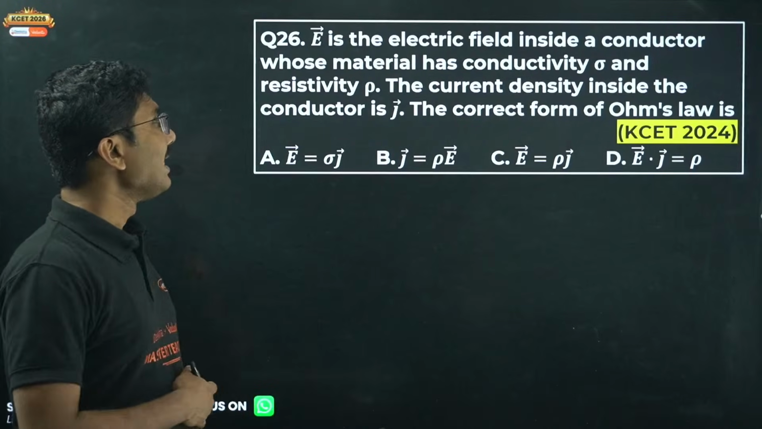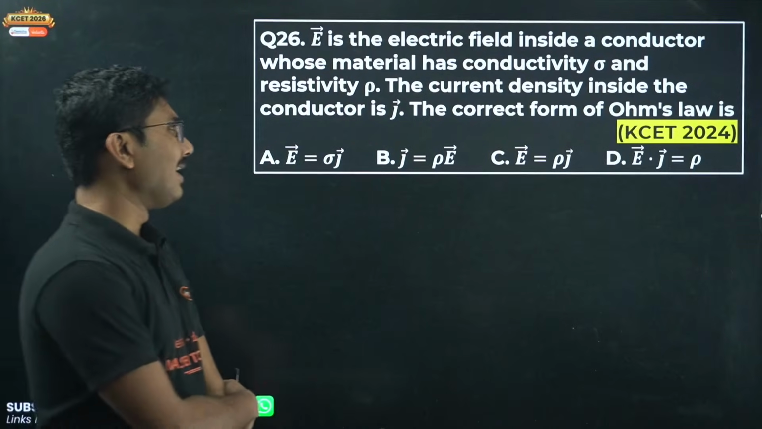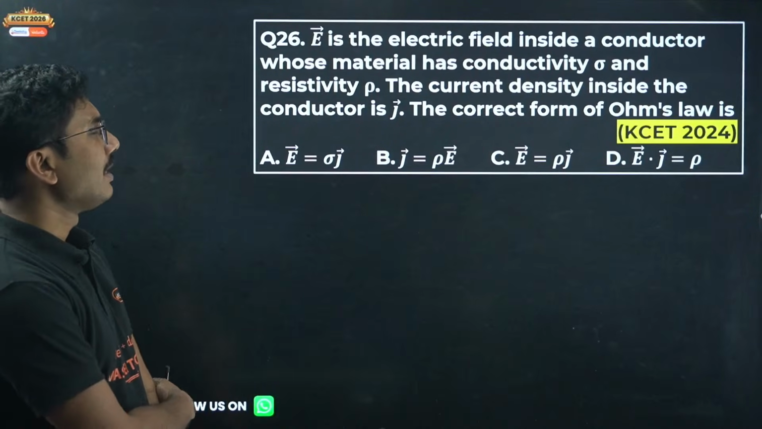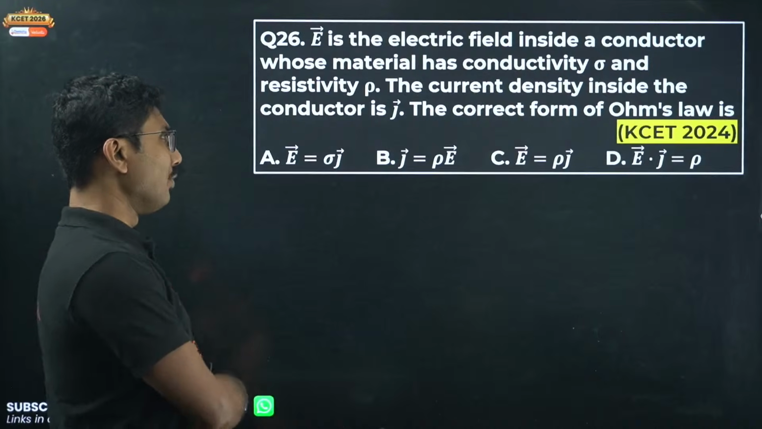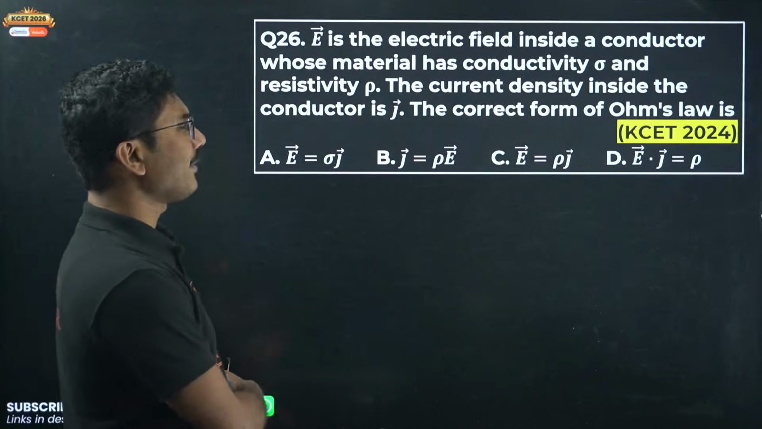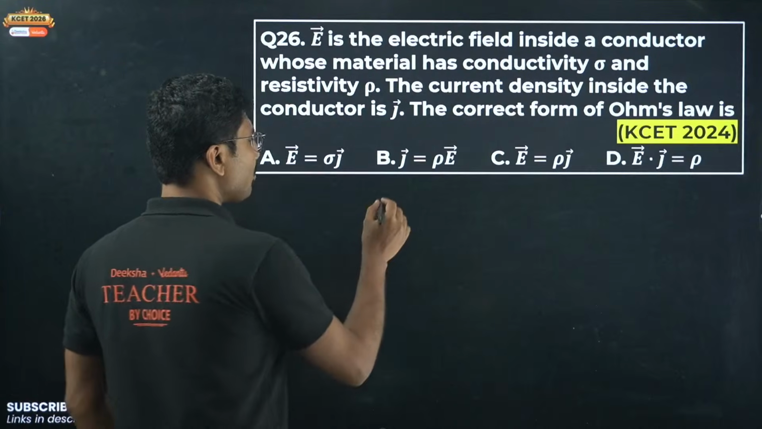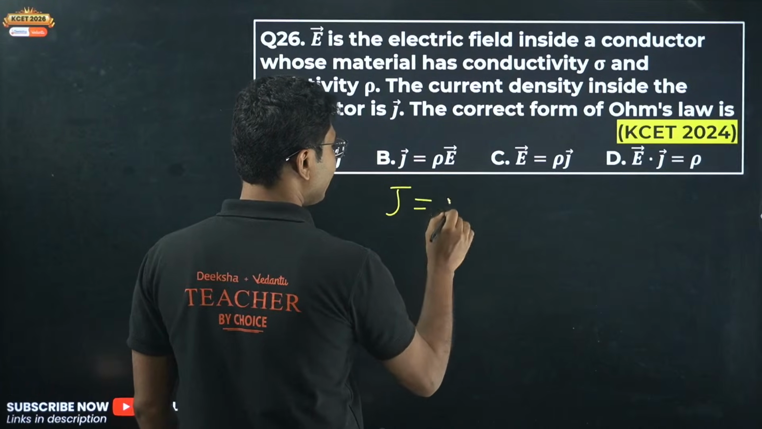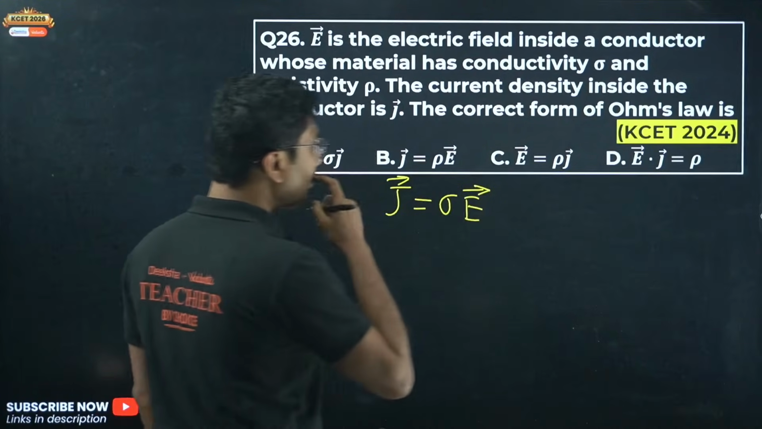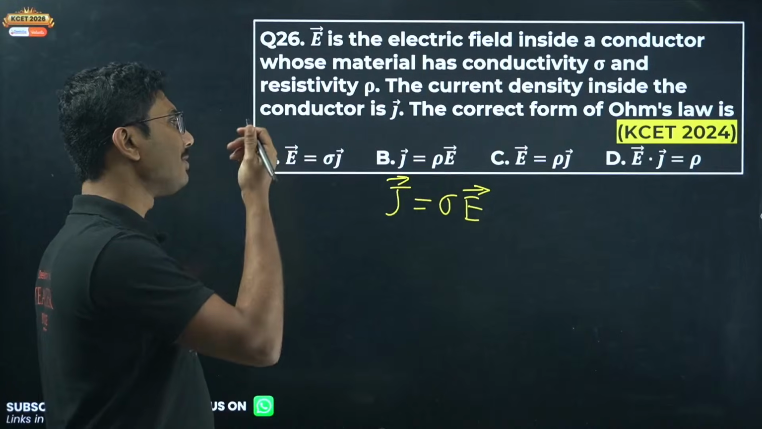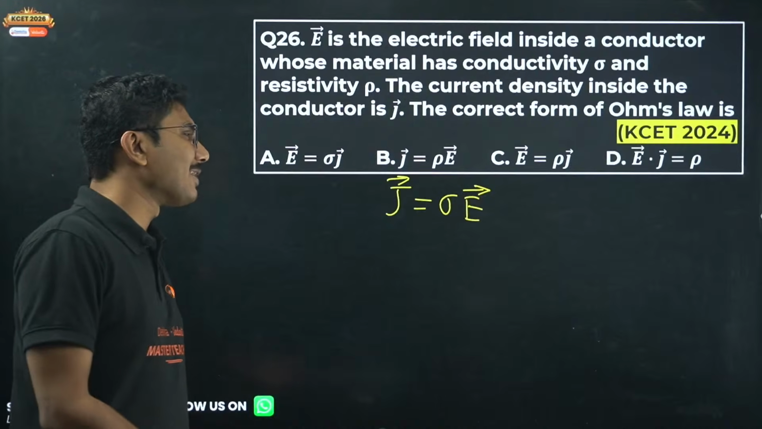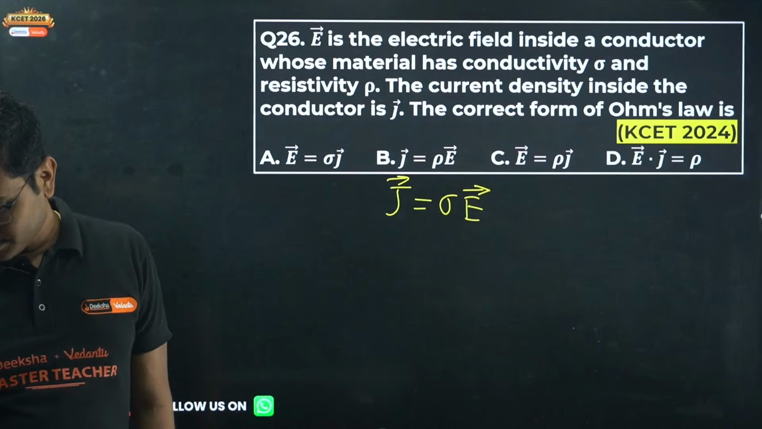Now, electric field E is inside a conductor whose material has conductivity sigma and resistivity rho. The current density inside the conductor is J. Then the correct form of Ohm's law. Correct form of Ohm's law is J equals to sigma E. J equals to sigma E. But wait, that option is not given. This is the alternative form of Ohm's law, but that option is not given. Then what is the correct answer?